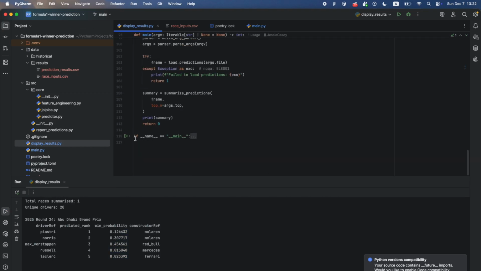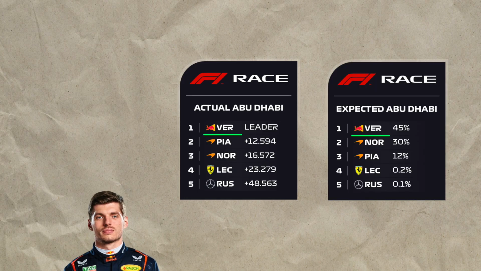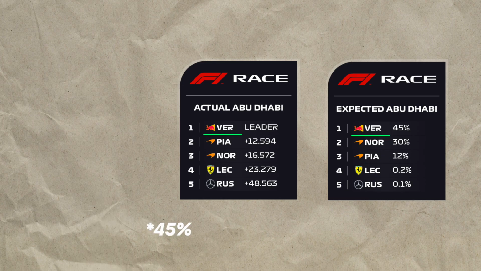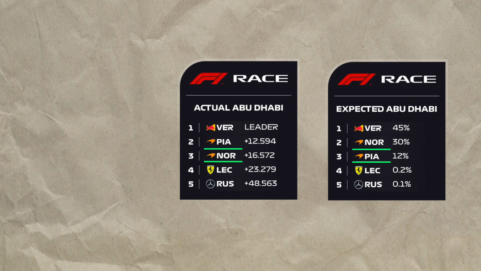Let's compare my model's prediction with what really happened in Abu Dhabi. In the real race, Max Verstappen won, and in my prediction, Max was also ranked number 1, with a 42% chance to win, the highest in the field. That means the model correctly picked the winner. The model also predicted that McLaren would be strong, placing Norris and Piastri second and third. In the real race, they finished second and third as well, just in a different order.